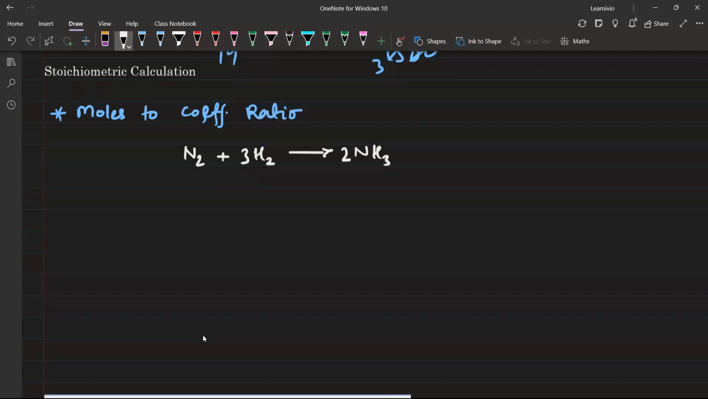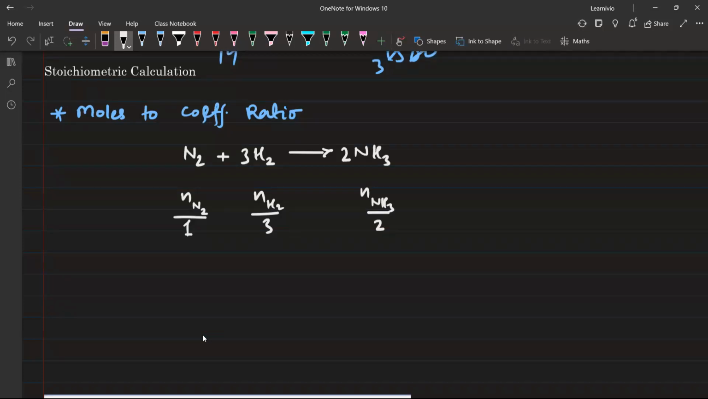Now, what does the moles to coefficient ratio mean? There is a certain amount of nitrogen that you are going to take, 14 grams, 13 grams, whatever it is. From that, you will calculate the number of moles of N2 and then divide by the stoichiometric coefficient of N2, that is 1. Whatever number is before the chemical species, that is the stoichiometric coefficient. Then for H2, for example, you have 6 grams, 7 grams, whatever you have, you calculate the number of moles of H2 and then divide by 3. And for NH3, you do the same thing, moles of NH3 divided by 2. So this is the moles to coefficient ratio.